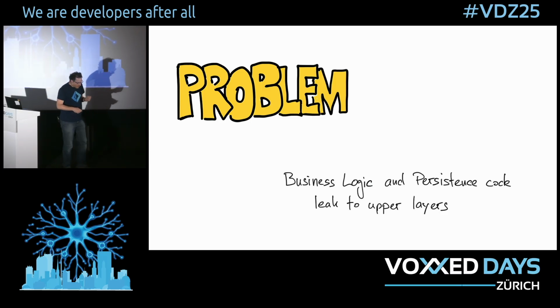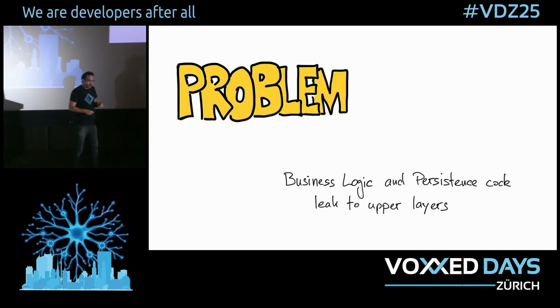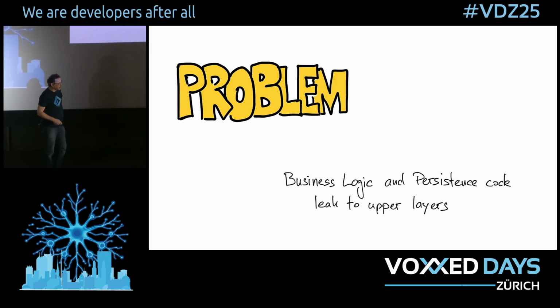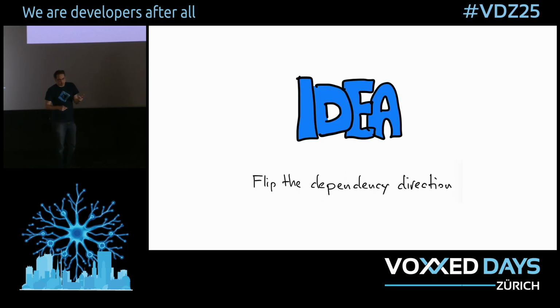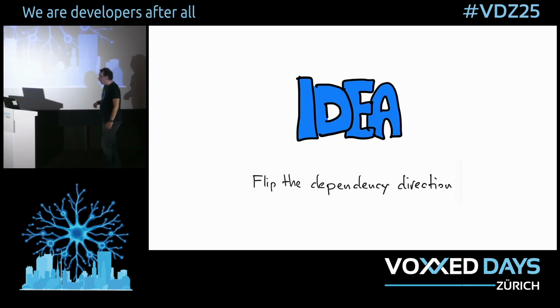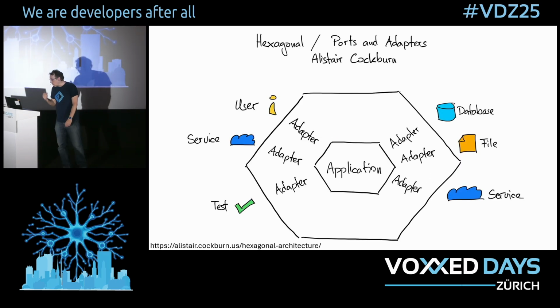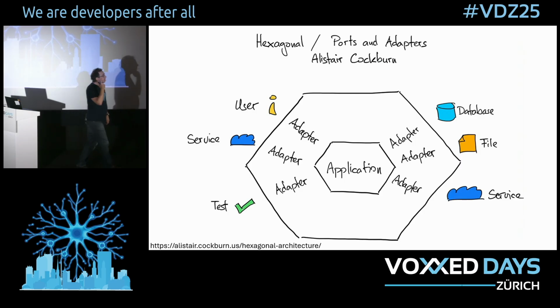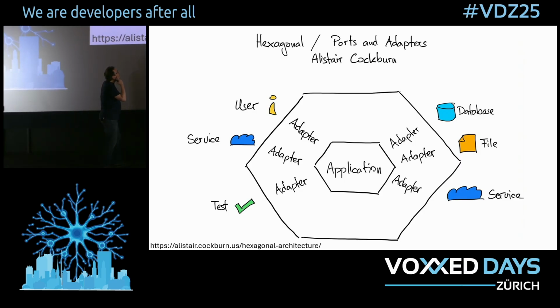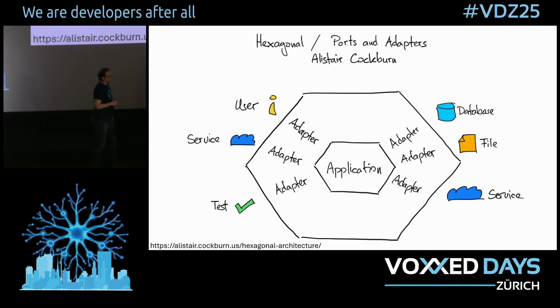So somebody came along and said, yeah, that's stupid that everything can access the persistency layer. So let's switch things around. Let's put the persistency logic on top. And one of the first was Alistair Cockburn, who invented the ports and adapters architecture pattern, also known as hexagonal, because the first drawing was a hexagon.